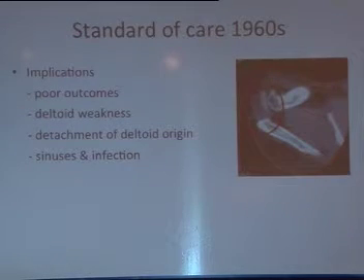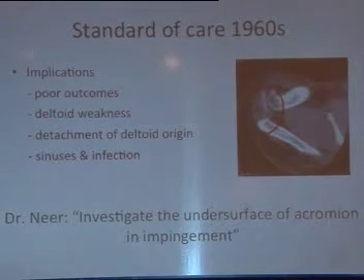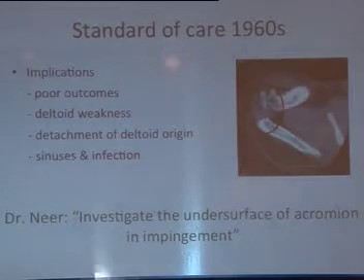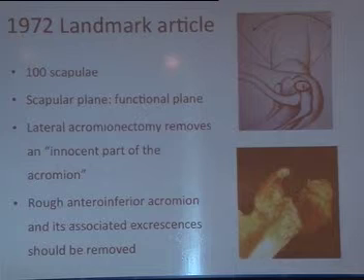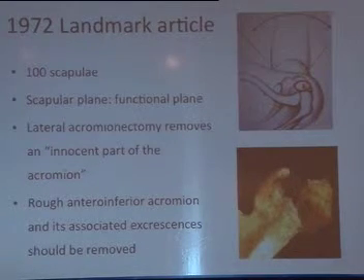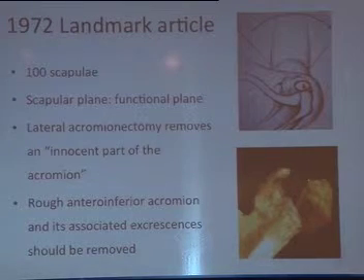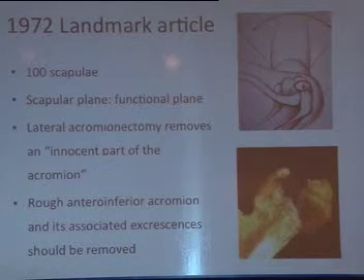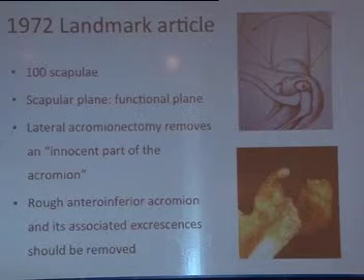And that is where Charles Neal thought that it's worthwhile to examine the undersurface of this acromion. So in this landmark paper that he published in 1972, what he did was, single-handedly, mind you, single-handedly, he dissected 100 scapulae and tried to understand the morphology of the acromion. There were two things that he figured out.